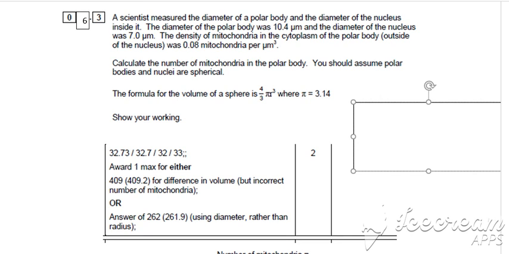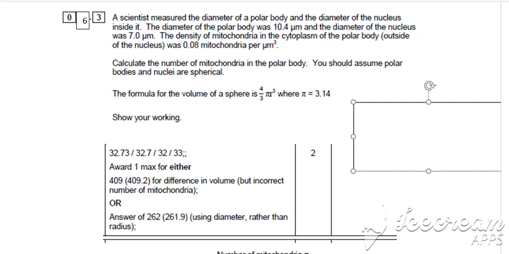Question 6.3. A scientist measured the diameter of a polar body and the diameter of the nucleus inside it. The diameter of the polar body was 10.4 micrometers and the diameter of the nucleus was 7 micrometers. The density of mitochondria in the cytoplasm of the polar body outside of the nucleus was 0.08 mitochondria per micrometer cubed. Calculate the number of mitochondria in the polar body.